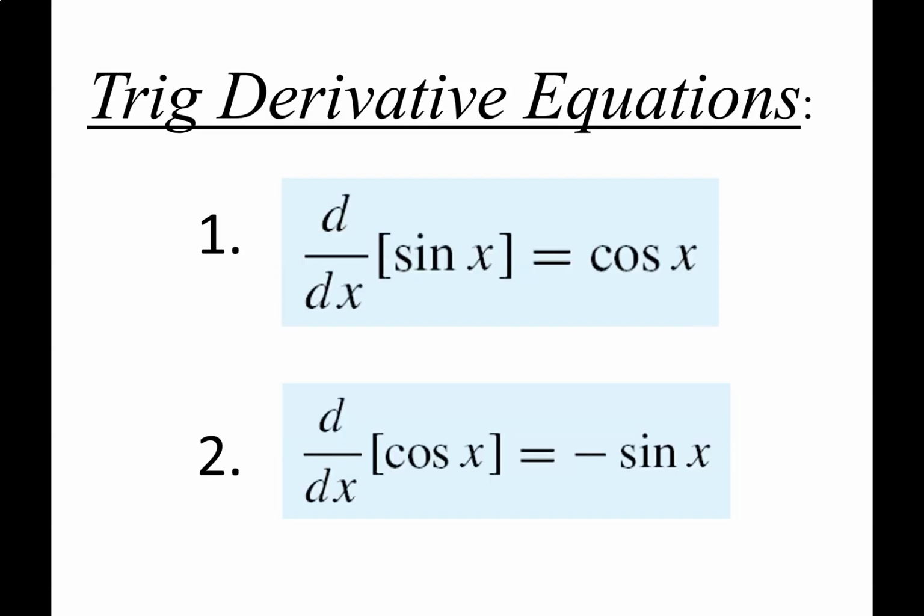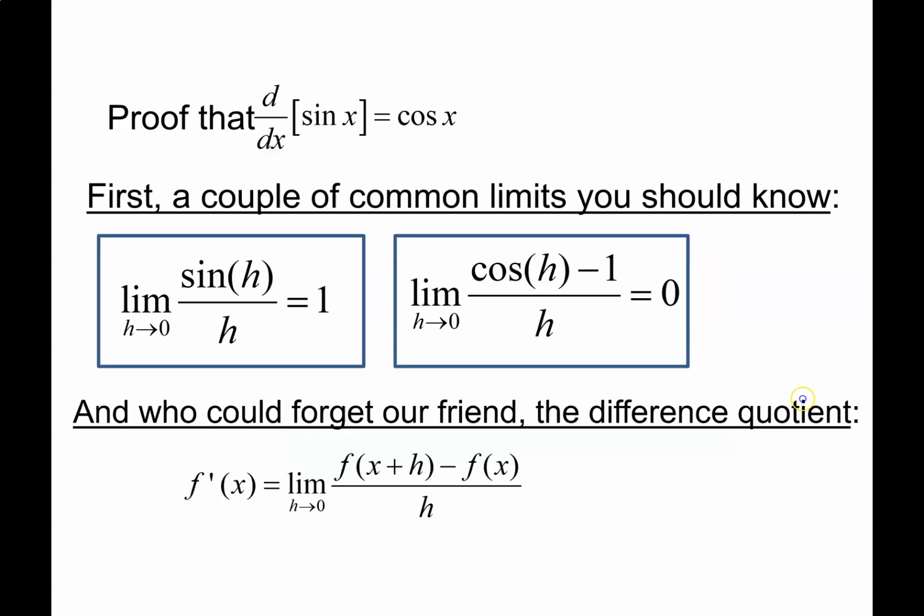Okay, start off with some derivative equations. First thing I'm going to tell you is the derivative of sine is cosine. The derivative of cosine is sine, or negative sine, excuse me. And I don't want you to be satisfied with just me showing it to you.